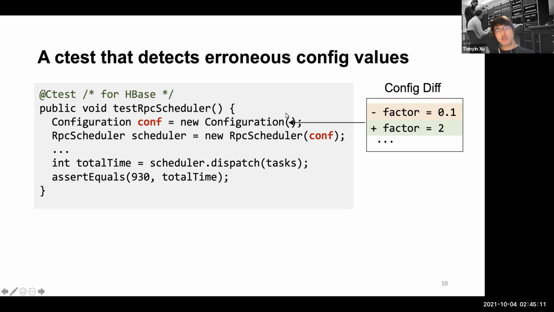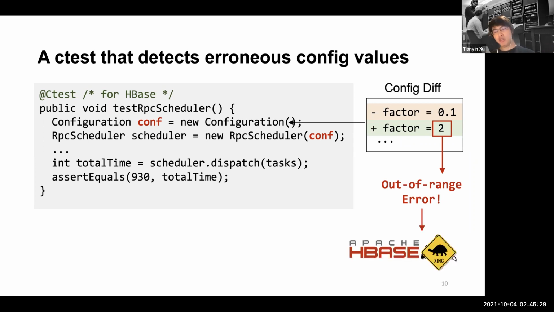Again, we instantiate this config using the real configuration value, and this diff changes this factor configuration from 0.1 to 2. In fact, this is a misconfiguration because 2 is an out-of-range value. The value is supposed to be between 0 and 1. If we roll this to production, HBase will be very slow. And again, this is a real failure case.